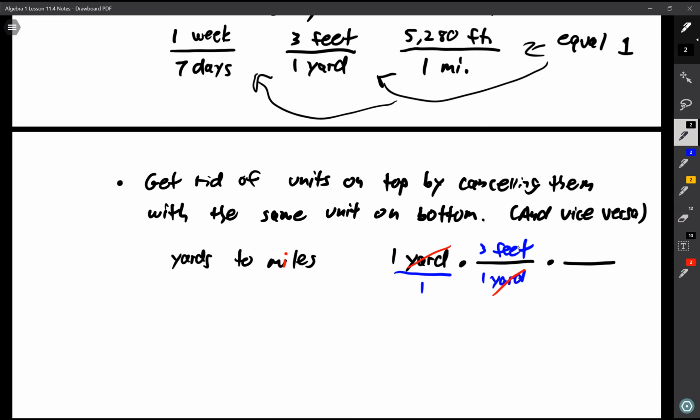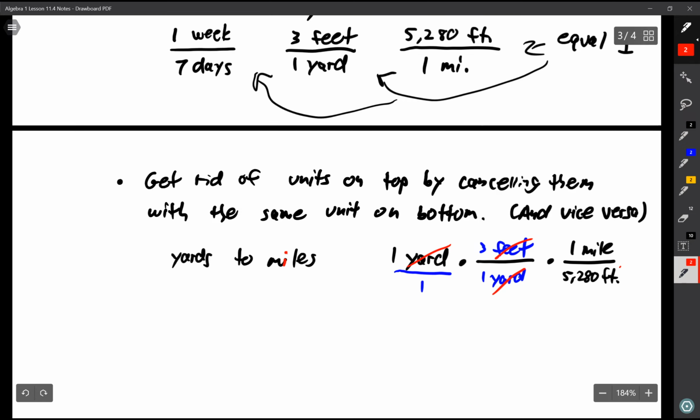And I don't want feet anymore. I currently have feet on the top. I want to get rid of feet, so I'm going to put feet on the bottom, and I want miles on top. So what do I know about the relationship between miles and feet? Well, I know that 1 mile is 5,280 feet. So now my feet here cancel with my feet there, and I'm left with 3 over 5,280 miles.